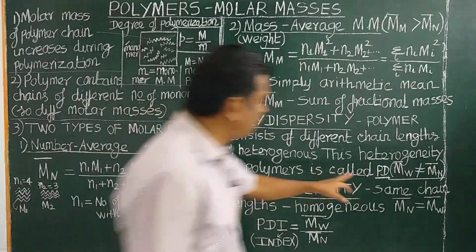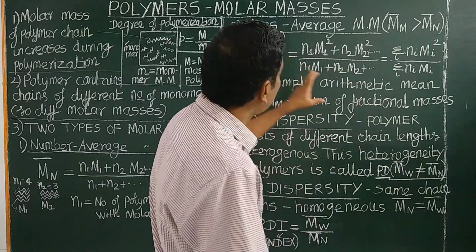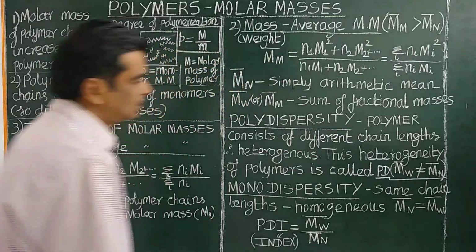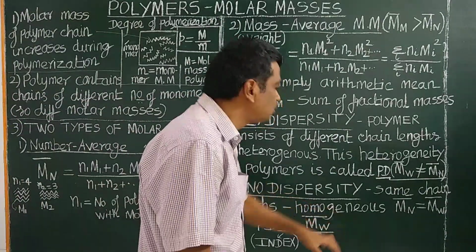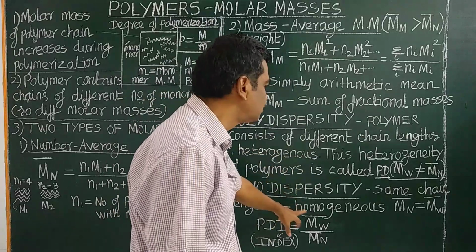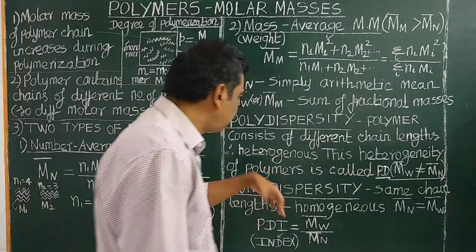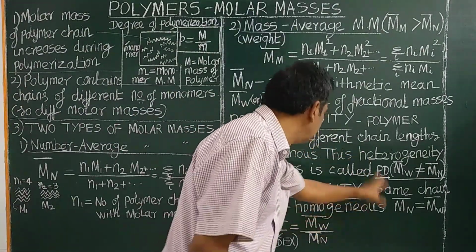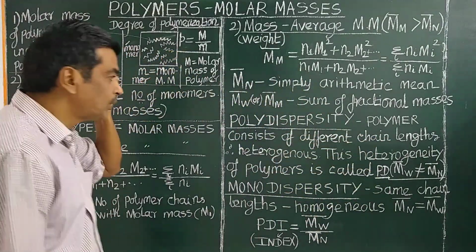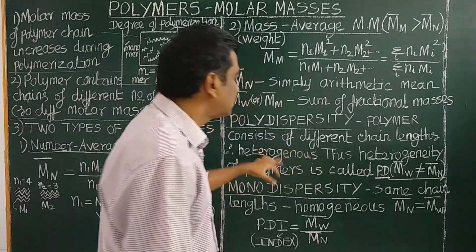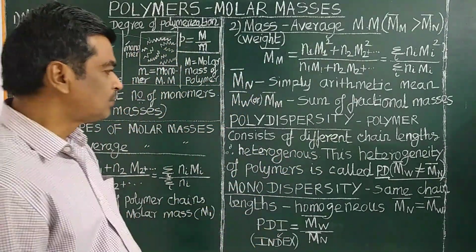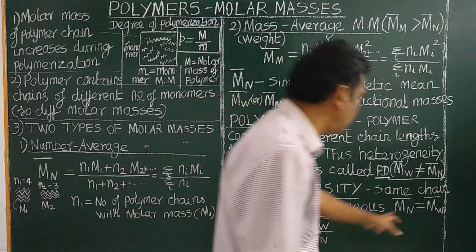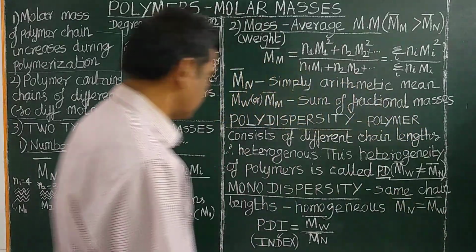In the case of polydispersity, the number average molar mass is not equal to mass average molar mass. Okay. Now let us see monodispersity. It is just the opposite of polydispersity. In monodispersity, the polymer sample consists of the same chain length. Okay. And also the sample is homogeneous. Therefore, in this case, the number average molar mass of polymer is equal to weight average molar mass.